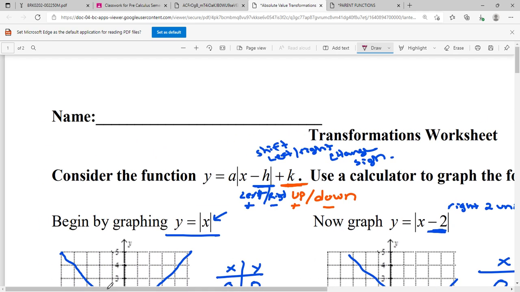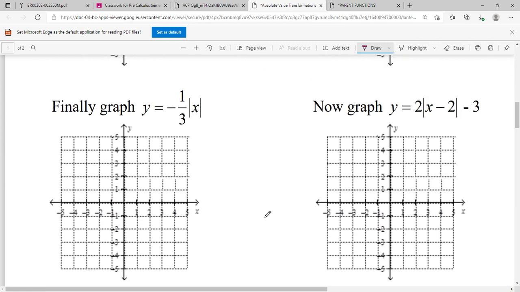So that is our A value, whatever comes outside of that. And that's going to shrink or stretch our graph. That's going to shrink or stretch our graph. All right, let's try this one.